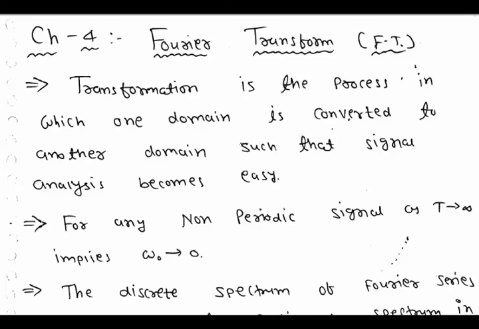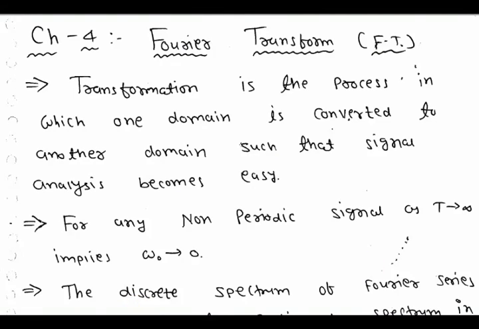We will see a little bit about Fourier transform, means definition only. Fourier transform. What is Fourier transform? Why do we need this? Transformation is the process in which one domain is converted to another domain, such that signal analysis becomes easy. Why do we transform any signal? To make analysis easier. Sometimes we cannot analyze a signal in the time domain, then we transform it into the frequency domain.